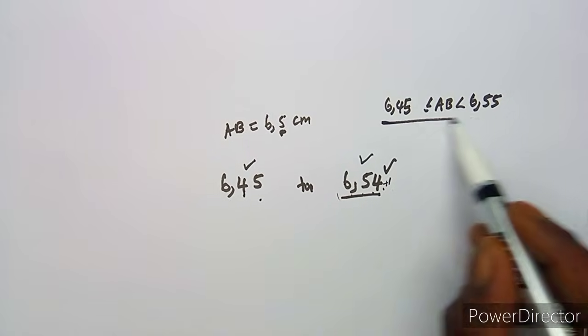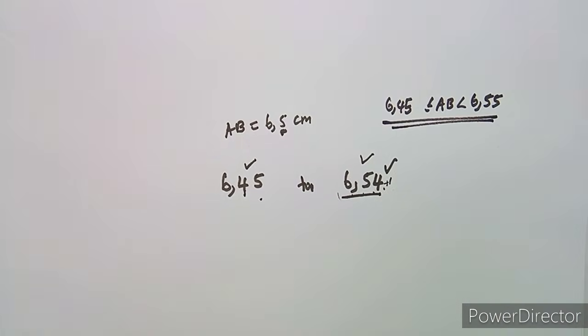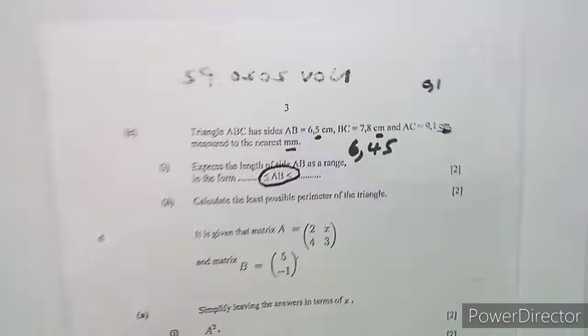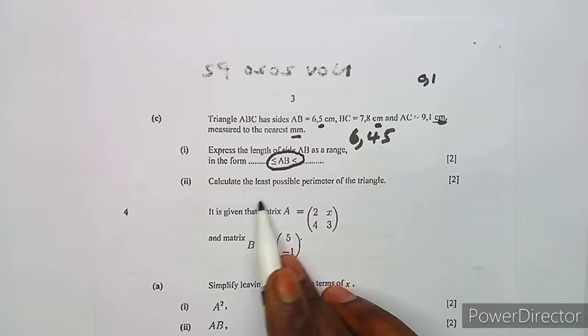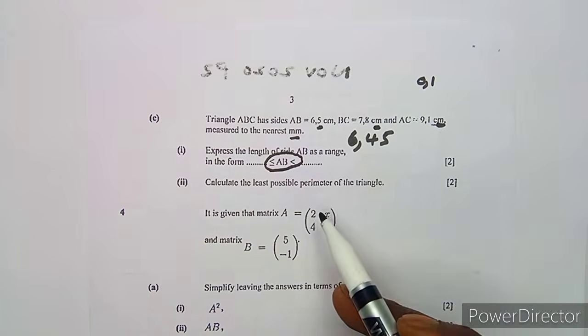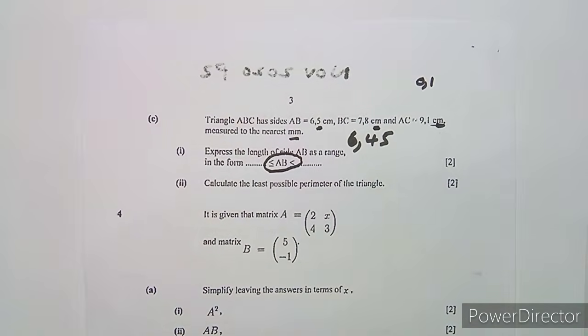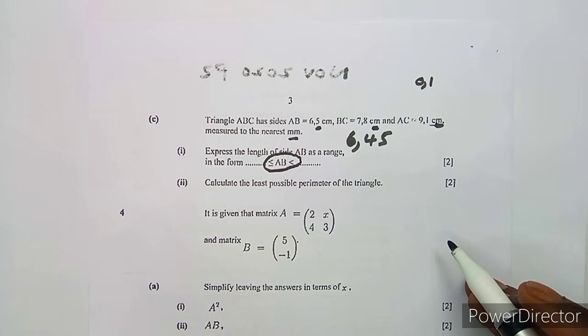So that is what you're going to write in terms of the inequality that was given. All right, anyways, let us quickly rush to item 2 to calculate now the least possible perimeter. This is the perimeter of the given shape, but we are working with the least possible perimeter for this triangle.